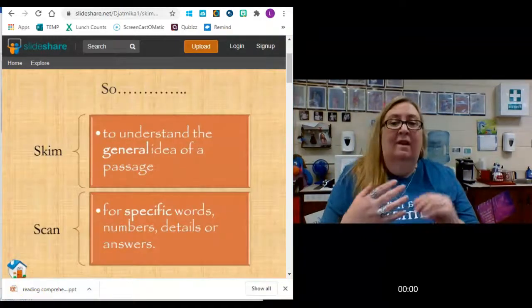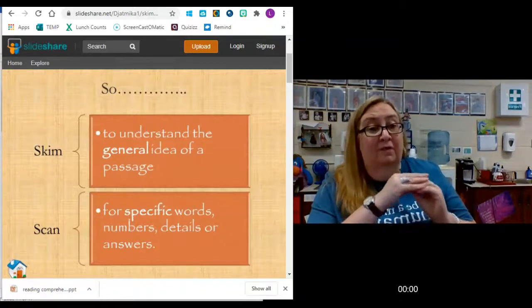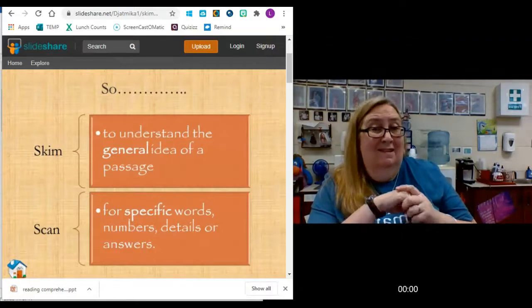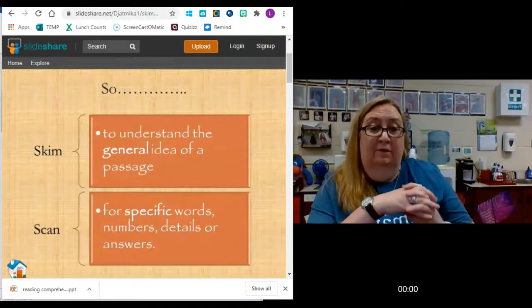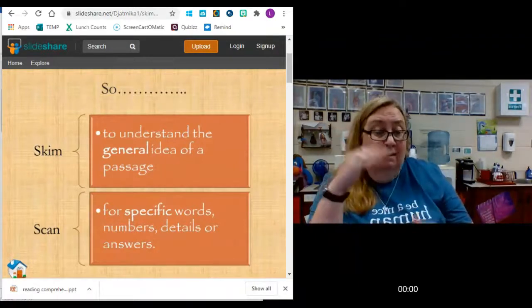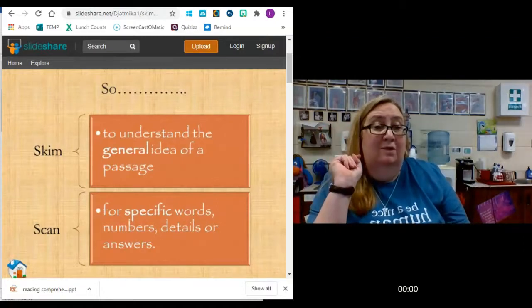This is a short review. I'm going to skim a text if I want to understand the general idea of the passage. I'm going to scan the text if I'm looking for something particular, a particular word, a particular name, a particular number, a particular detail. Skimming tells me all about the article. Scanning helps me find the one thing I'm searching for.